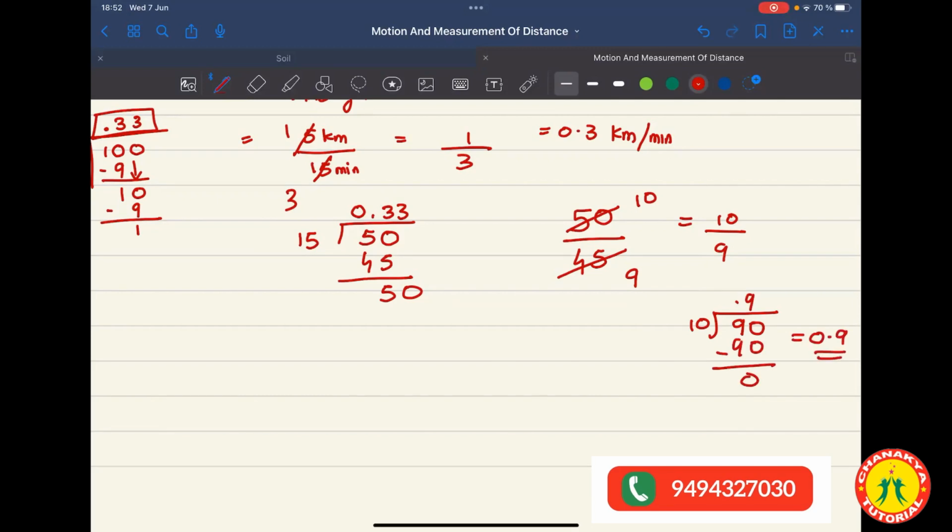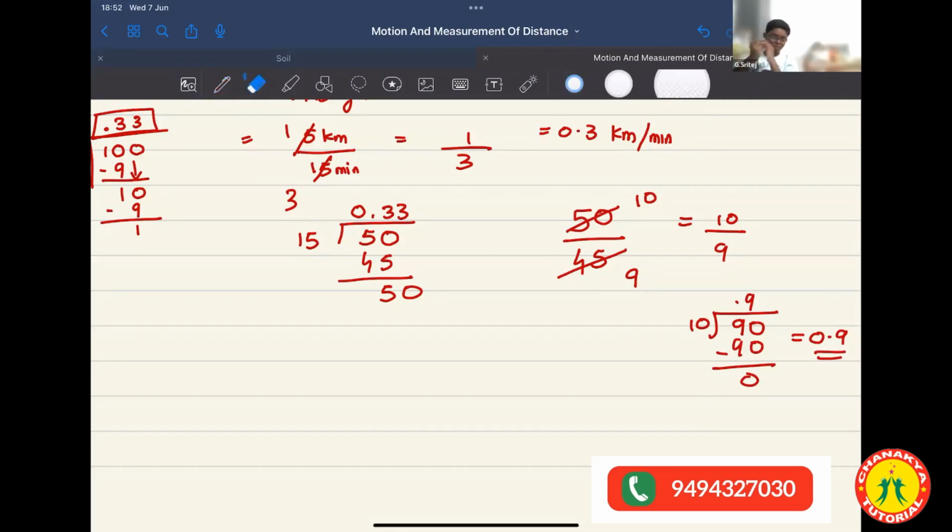Zero point 9 is the answer. Am I clear? Yes, ma'am. Okay. This is one of the quickest and easiest methods of doing it. Okay.